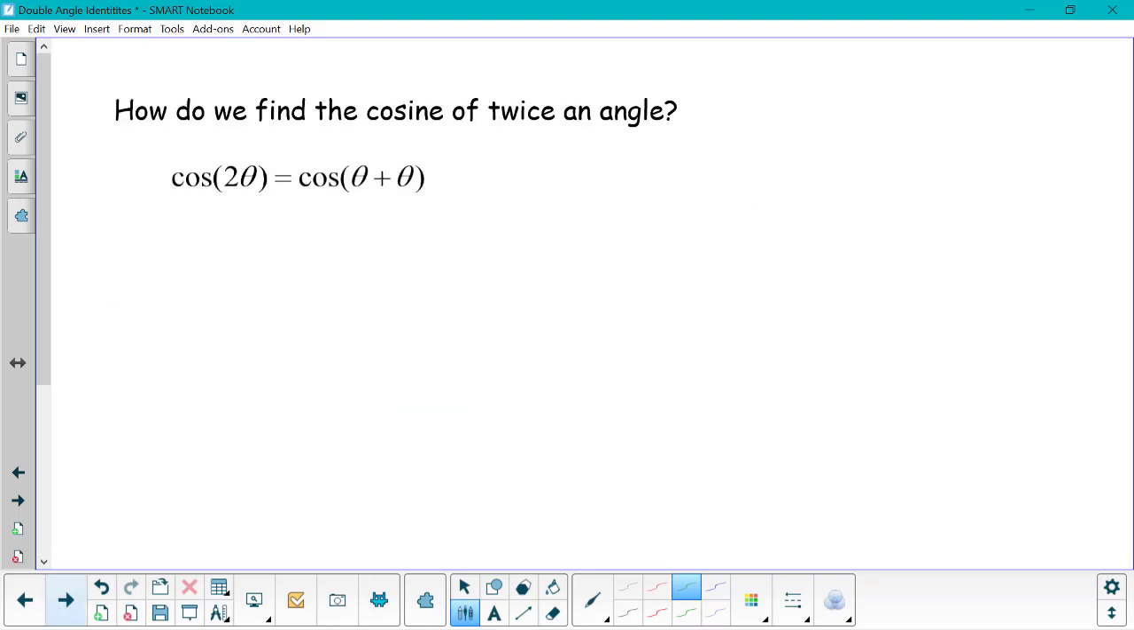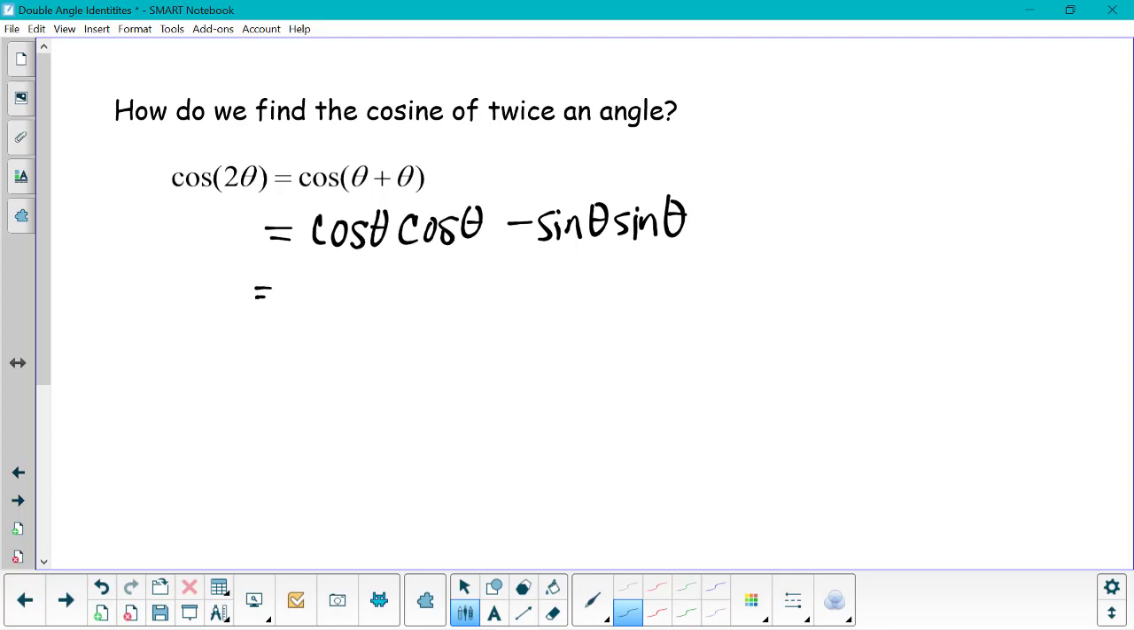Okay, so what about cosine of twice an angle? Similar procedure. We rewrite 2 theta as the sum of theta and theta, and we apply a cosine of a sum identity. So the pattern, remember, is cosine, cosine, sine, sine. So it's the cosine of the first times the cosine of the second, and has a different sign than the original. So it's minus, and then it would be sine of the first times the sine of the second.